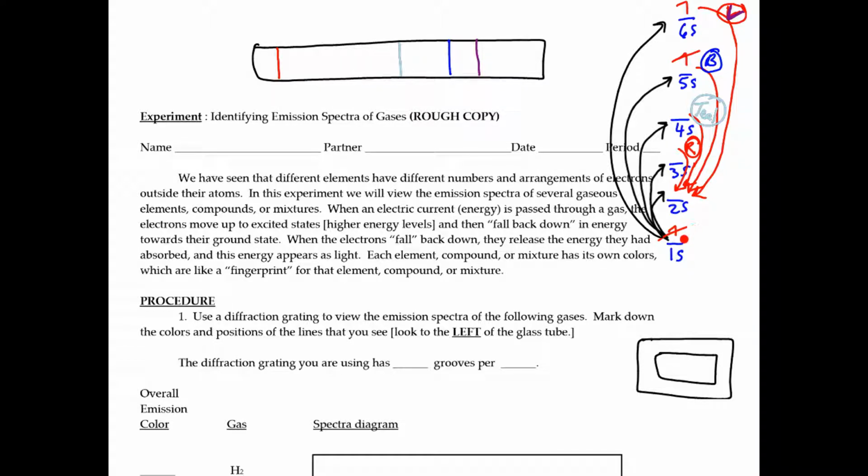Eventually, it would have to go back to 1 as well, but you can't see that because that's going to be ultraviolet light, which I mentioned in a different video. So when electrons fall to level 1, that's going to be ultraviolet light.